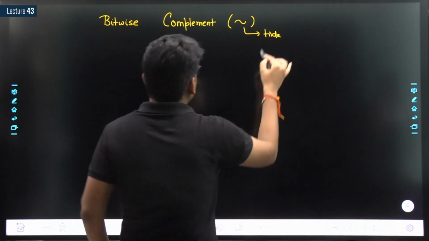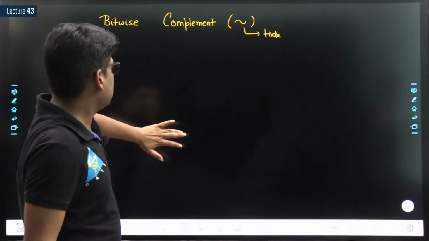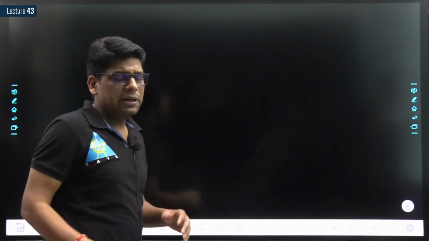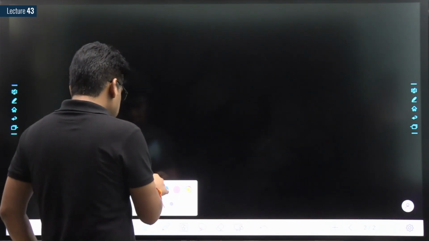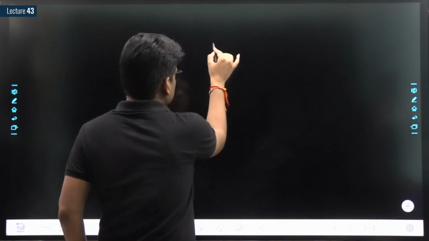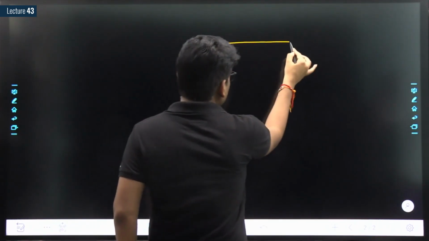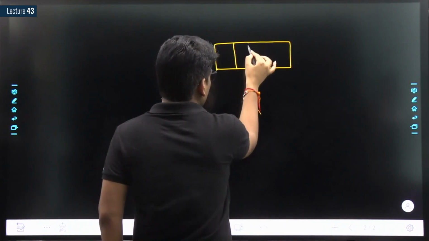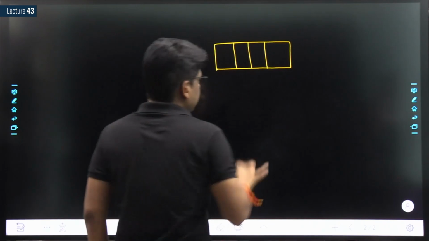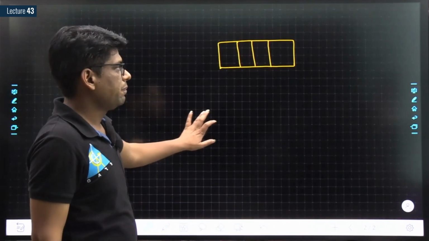But before discussing this operator, let me discuss a few points about binary numbers, how 2's complementation works, how signed magnitude works, and what range of values we can store. Just for discussion, let us assume that we have only a 4-bit number. We have only 4 bits to store an integer.